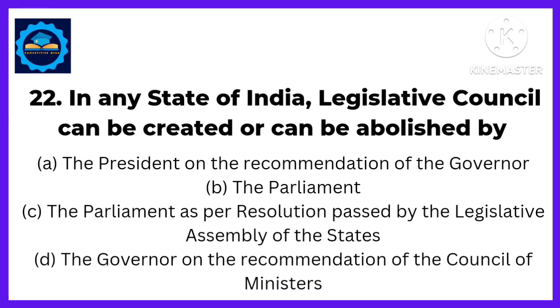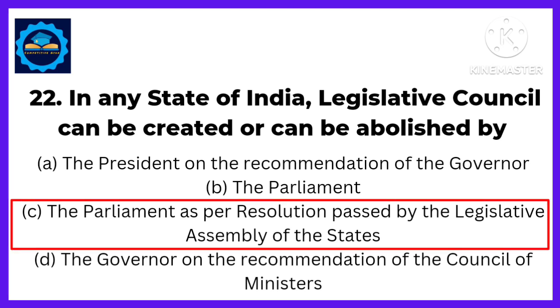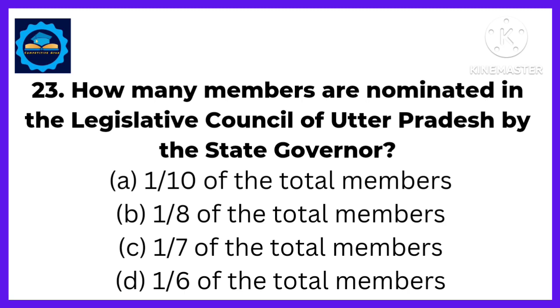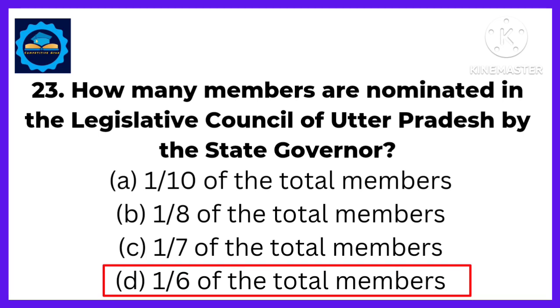Next, in any state of India, Legislative Council can be created or can be abolished by. Answer: The Parliament as per resolution passed by the Legislative Assembly of the states. Next, how many members are nominated in the Legislative Council of Uttar Pradesh by the state governor? Answer: 1/6 of the total members.